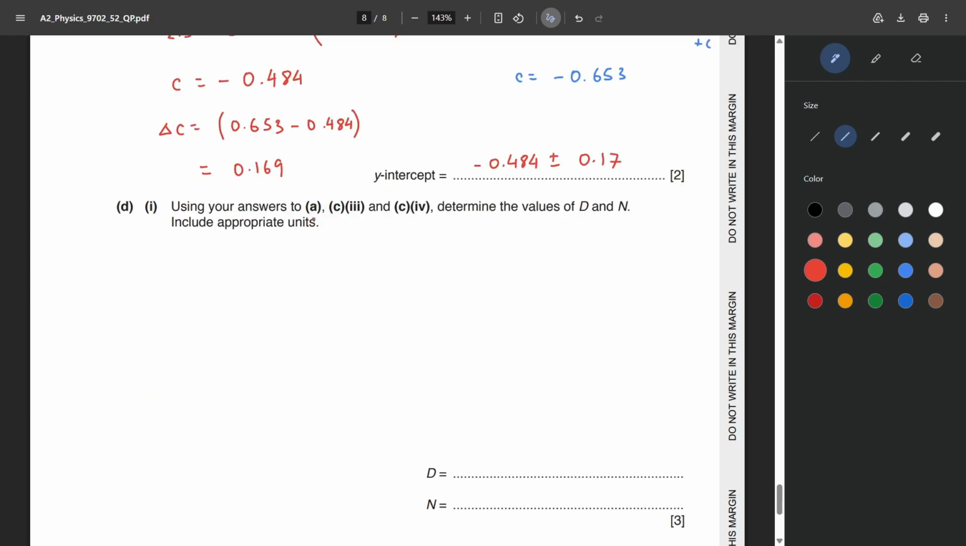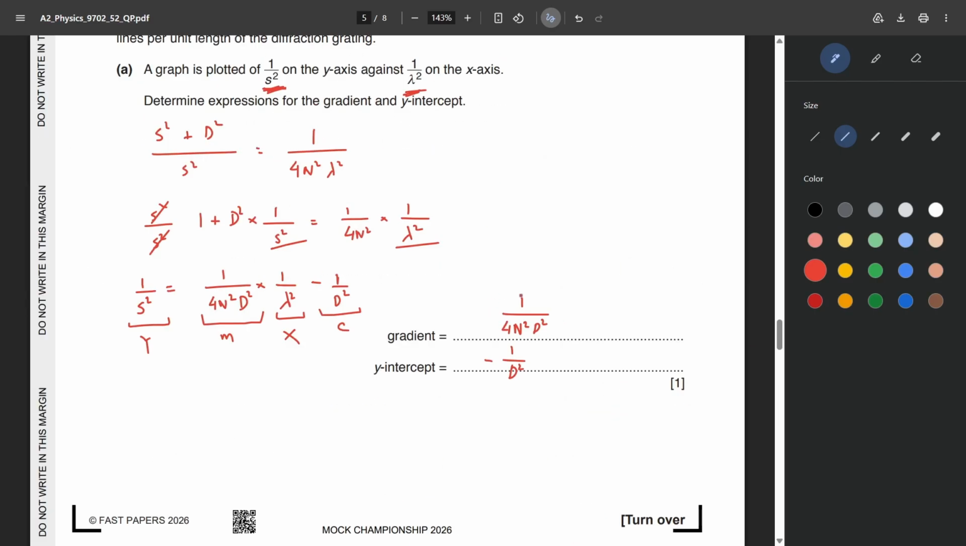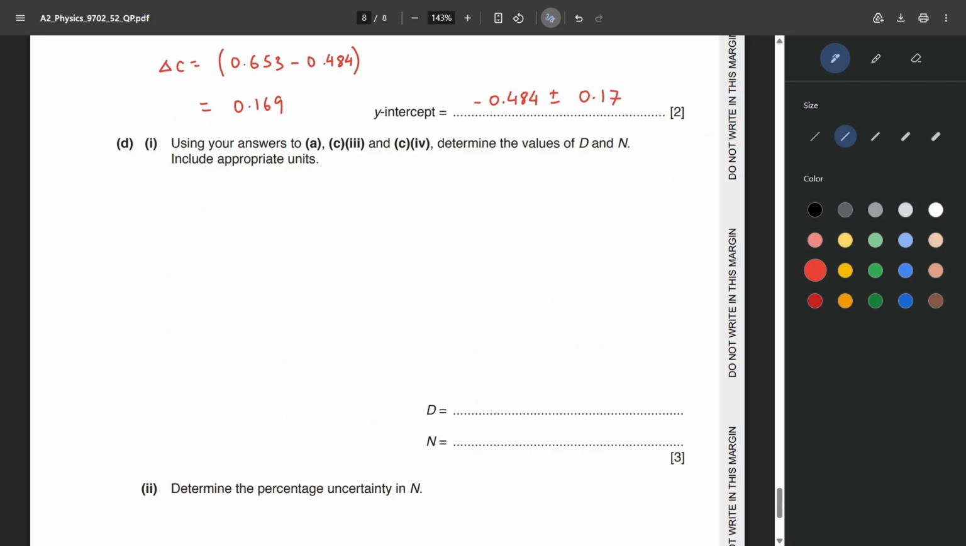Using your answers to A, C3, and C4, determine the values of d and n, include appropriate units. Okay, so we had two expressions here. 1 over 4n squared d squared was the gradient, and minus 1 over d squared was the y-intercept. So minus 1 over d squared would be minus 0.484. So the value of d would be 1.44.